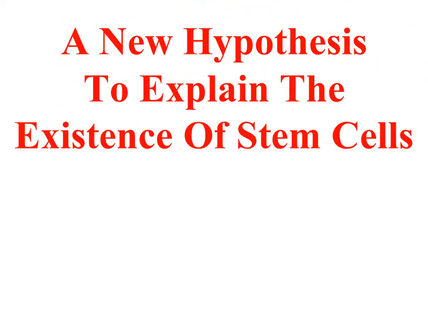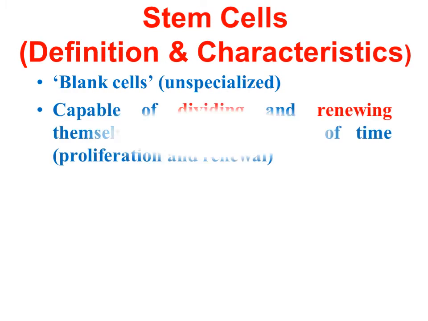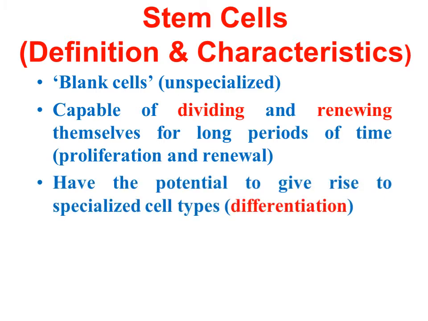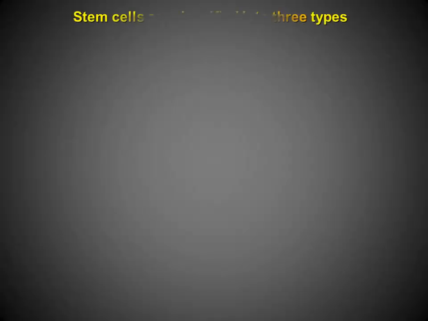And a new hypothesis to explain the existence of stem cells. Stem cells are unspecialized cells capable of dividing and renewing themselves and have the potential to give rise to specialized cell types, so-called differentiation. Stem cells are classified into three types.